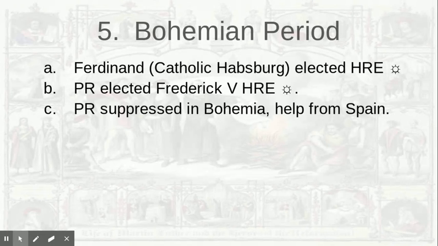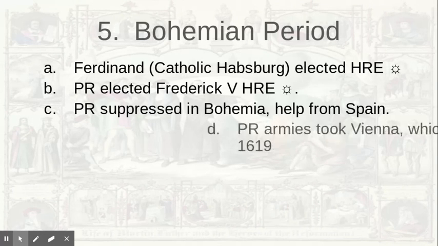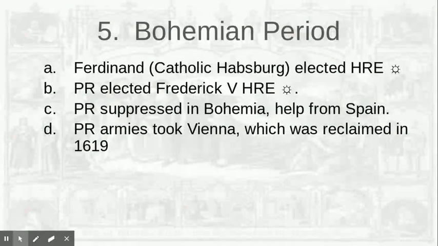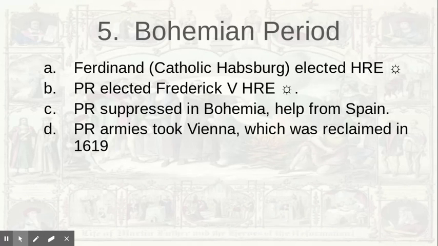Protestants are suppressed in Bohemia by Catholics. And the Catholics do get some outside assistance from Spain, which is very loyally Catholic. So Protestants are suppressed in Bohemia, and Catholics get some help to do that from Spain.